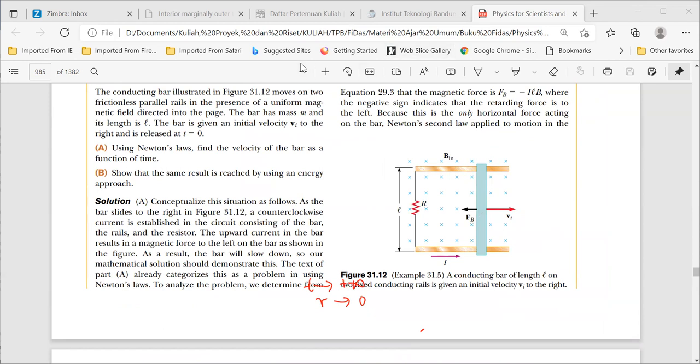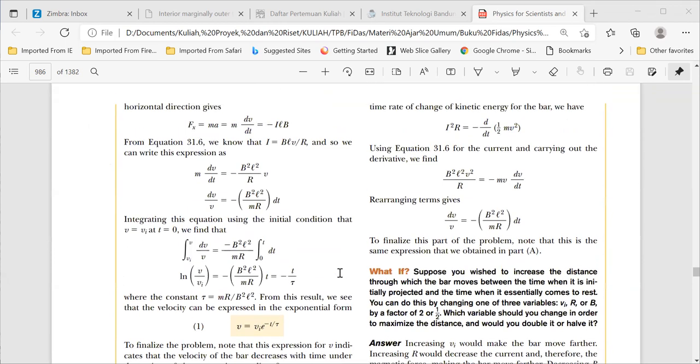Is there any question about this? Any question about this problem? Comments?